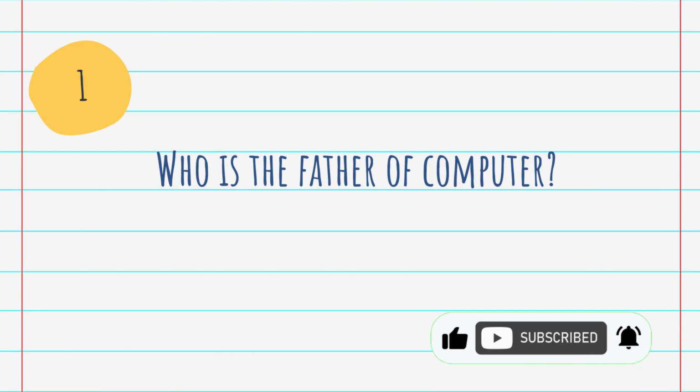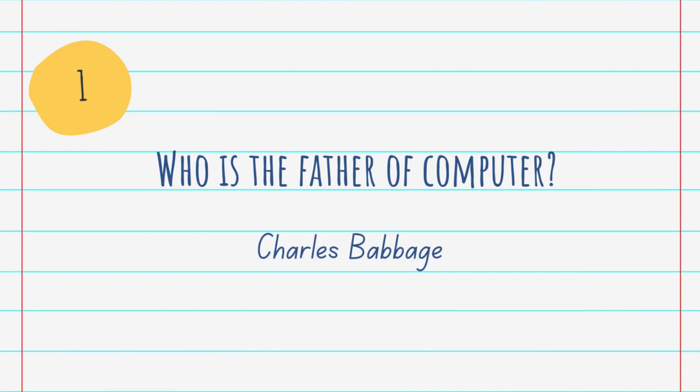Question number 1 is, who is the father of computer? And the answer is Charles Babbage. Charles Babbage, who was born in 1791, is regarded as the father of computing because of his research into machines that could calculate. In 1837, Charles Babbage proposed the first general mechanical computer, the analytical engine, which contains an ALU, that is the arithmetic logic unit, basic flow control, punch cards, inspired by the Jacquard loom, and integrated memory.